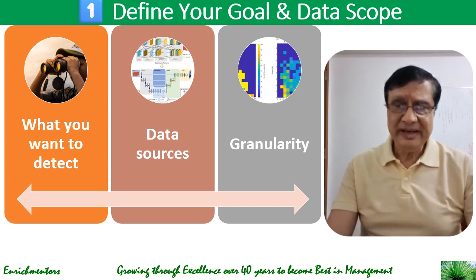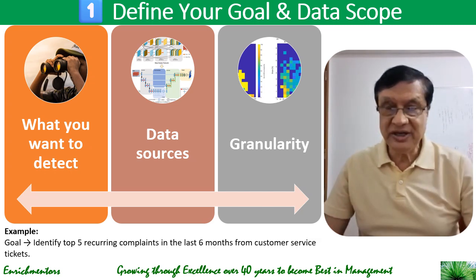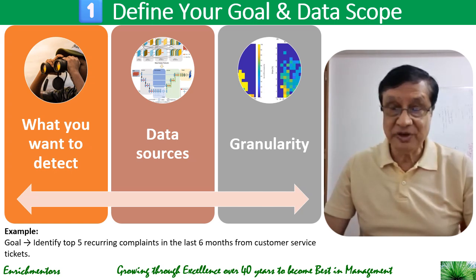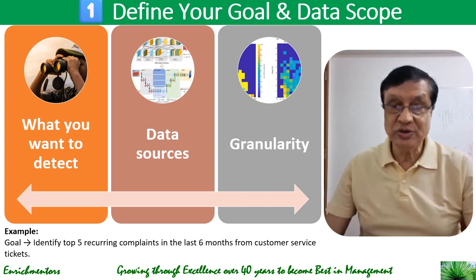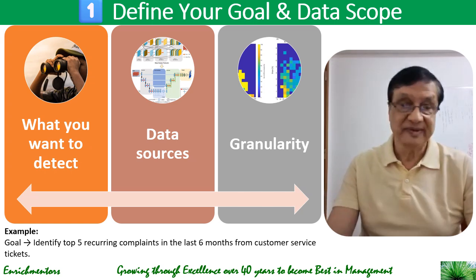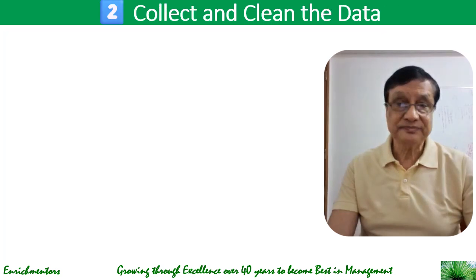An example of such a goal setup would be that you say the goal is to identify top recurring complaints in the last 6 months from customer service tickets. A very specific issue that you identified as a goal to solve. So that's how you define your goal and data scope.